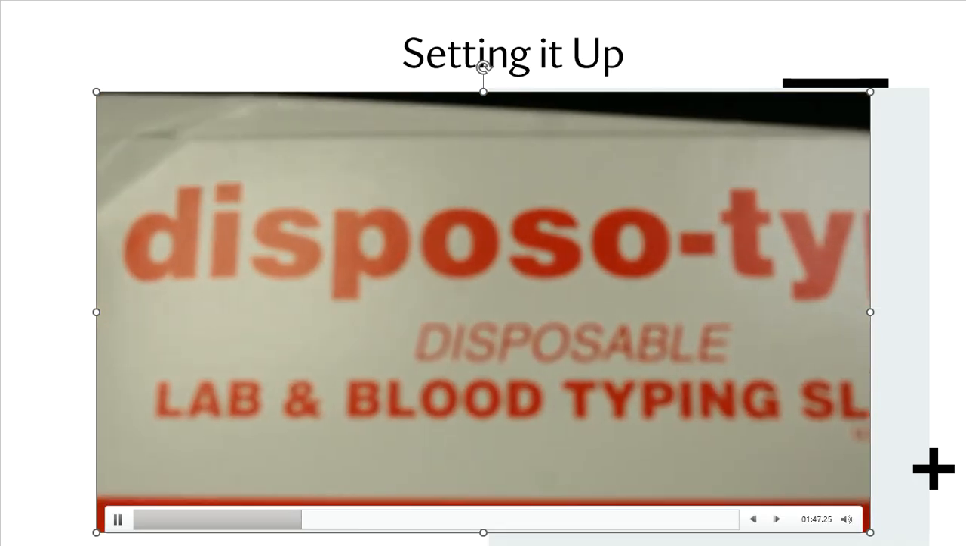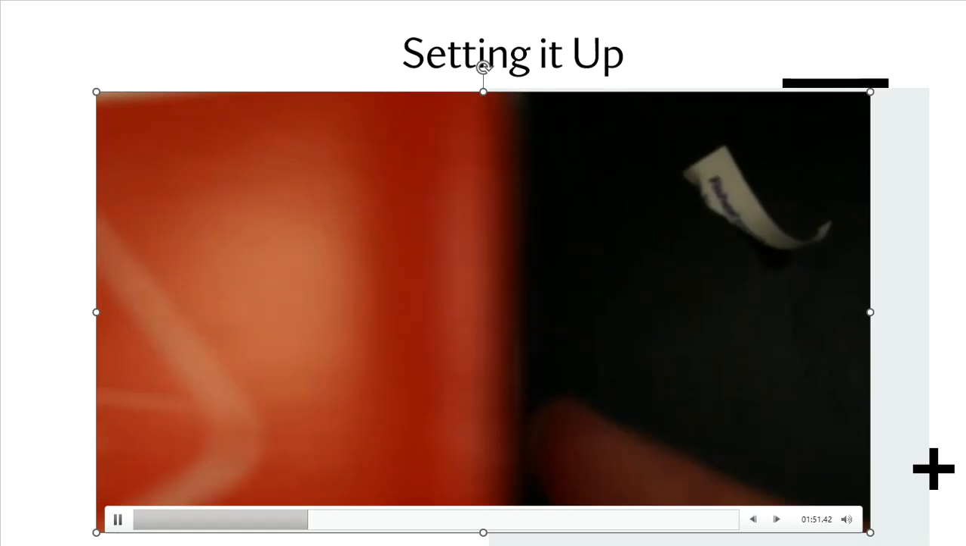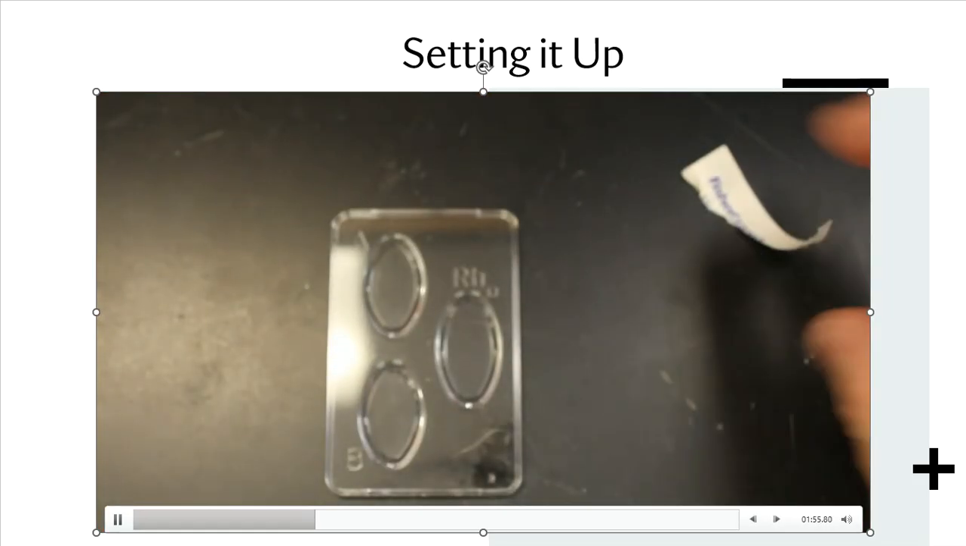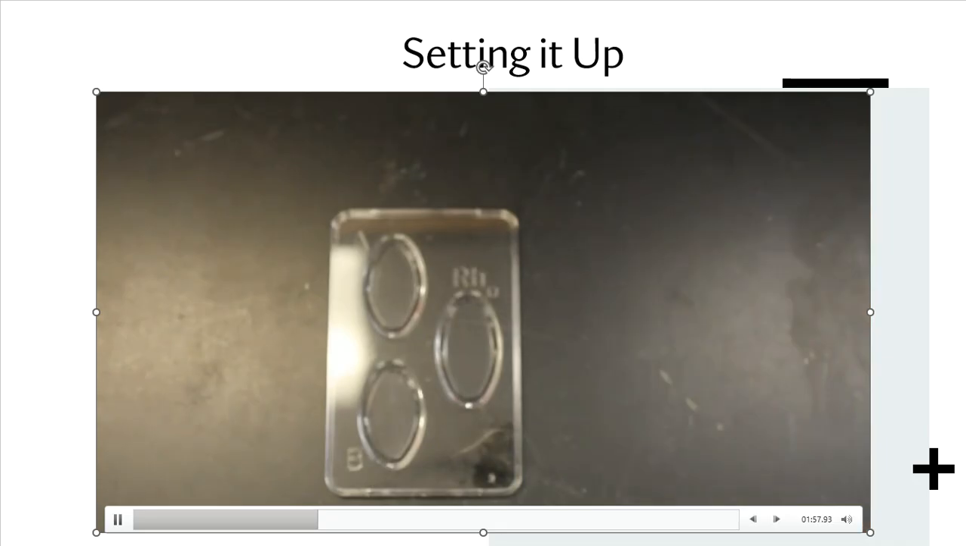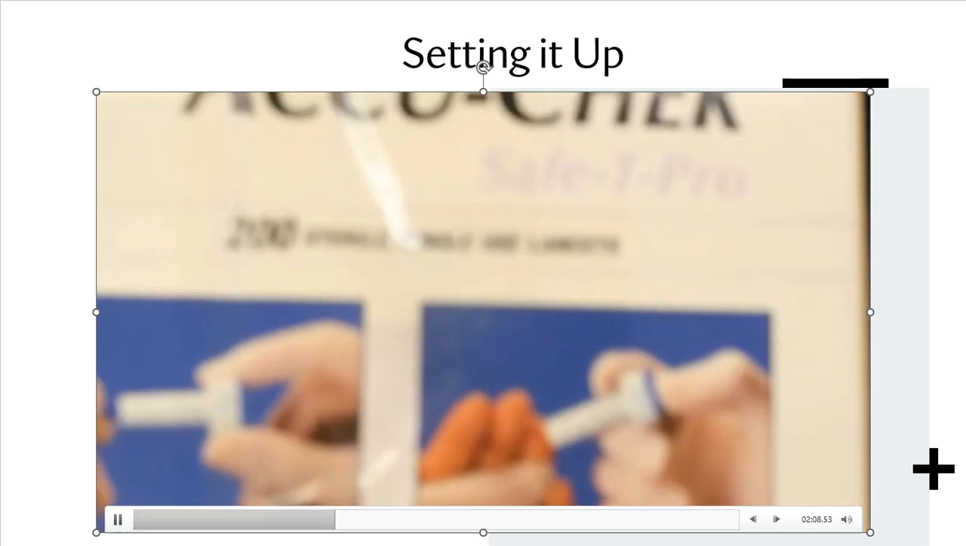All right, so you're going to find a box that will look something like this. It will just say disposable lab and blood typing slides. Again, you're going to have to make your own schedule to come in and do this particular lab, and you'll find that typically in the front during the week we will ask you to come in at some point and do this.